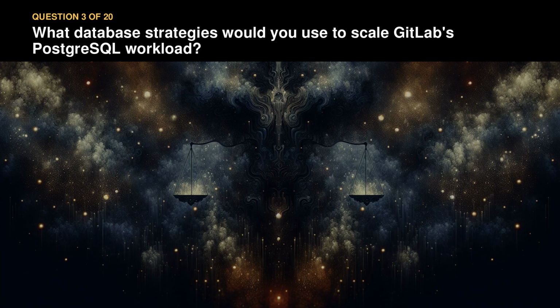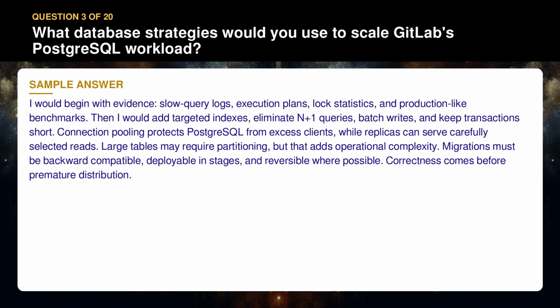Question 3. What database strategies would you use to scale GitLab's PostgreSQL workload? I would begin with evidence: slow query logs, execution plans, lock statistics, and production-like benchmarks. Then I would add targeted indexes, eliminate N+1 queries, batch writes, and keep transactions short. Connection pooling protects PostgreSQL from excess clients, while replicas can serve carefully selected reads.